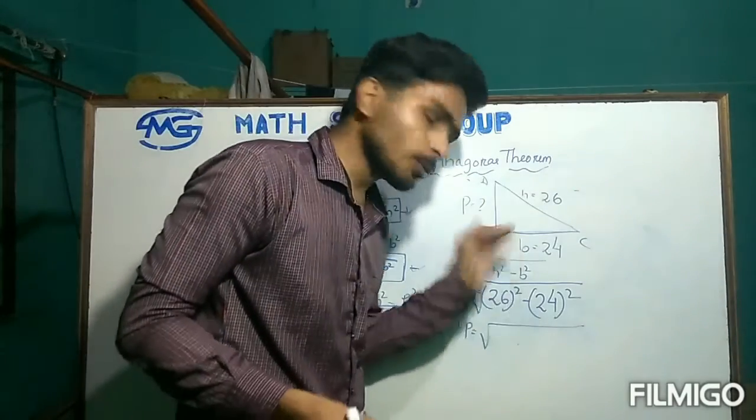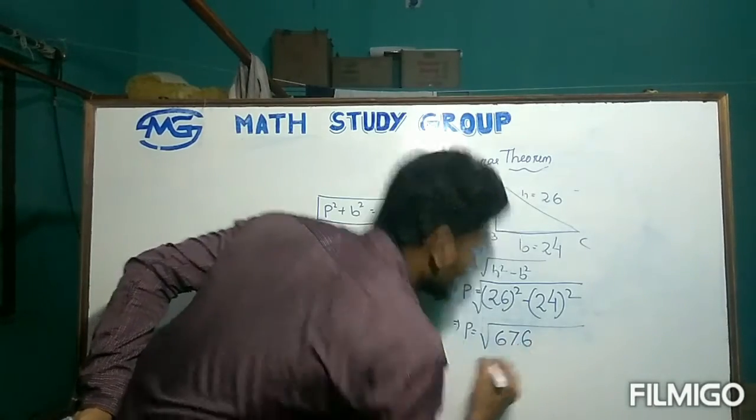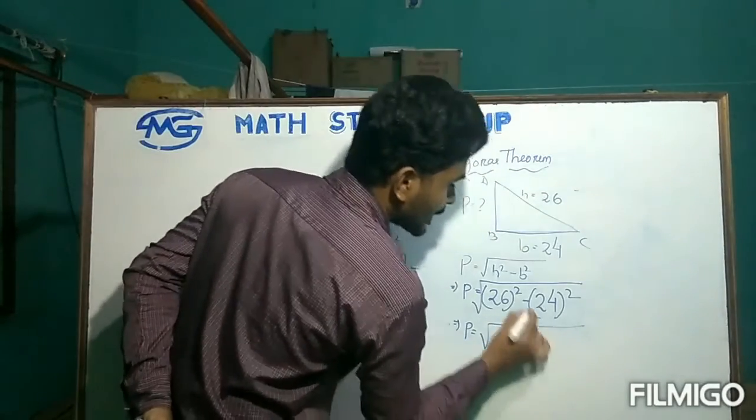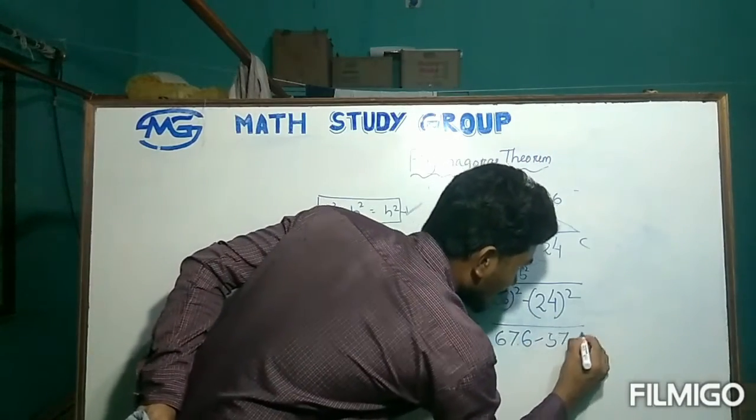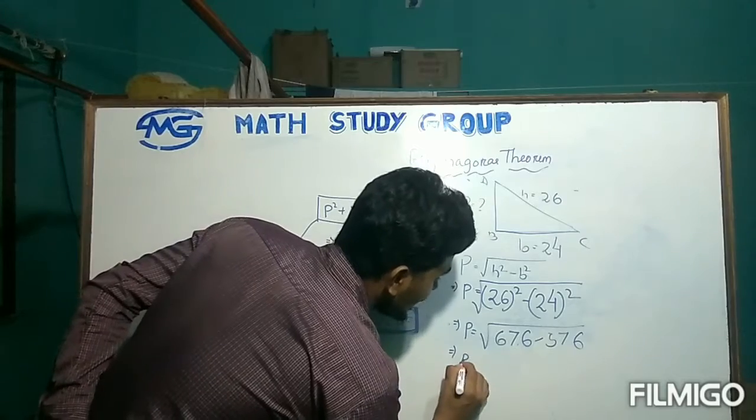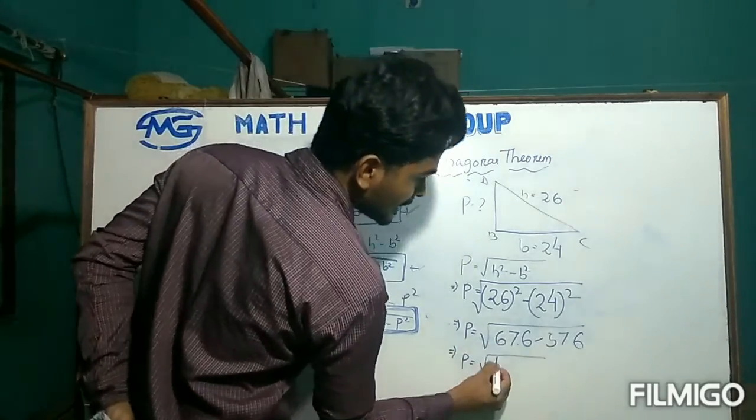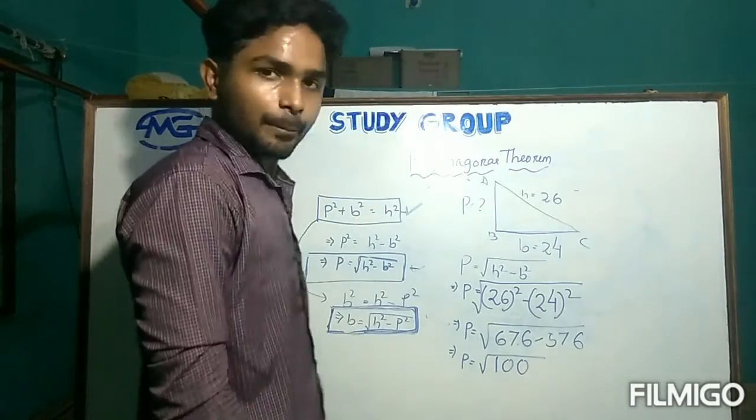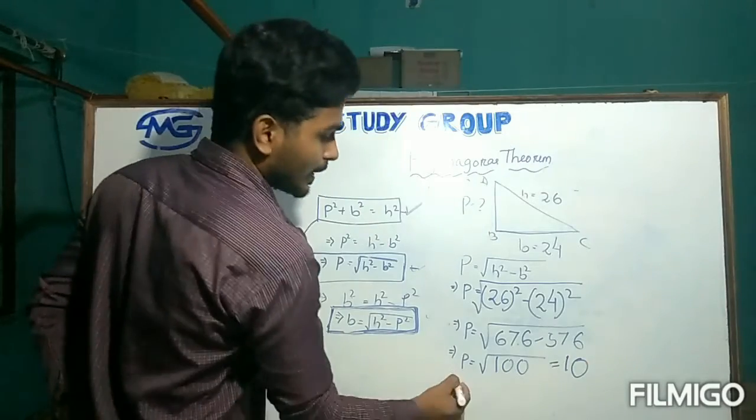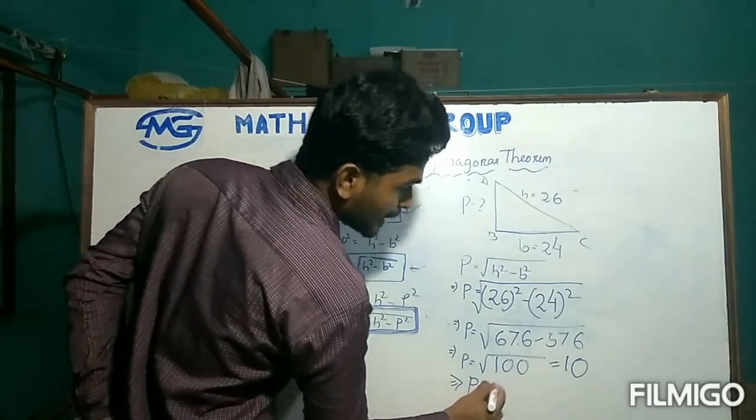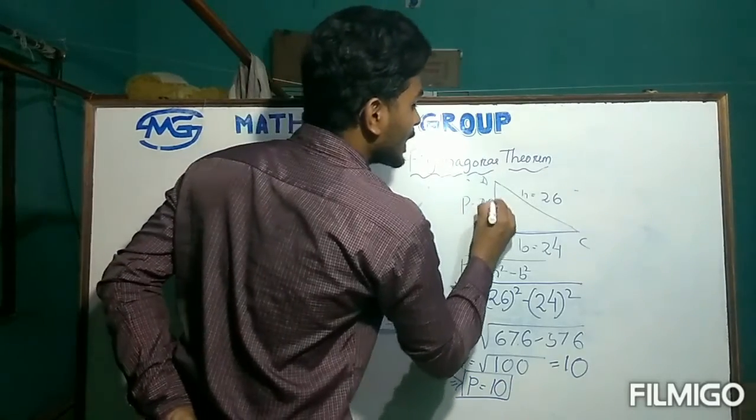What is the value of 26 square? The value of 26 square is 676. Similarly, minus, what is the value of 24 square? The value of 24 square is 576. So P is equal to how much? See, 676 minus 576 is 100. The square root of 100 is 10. So the value of P is 10.